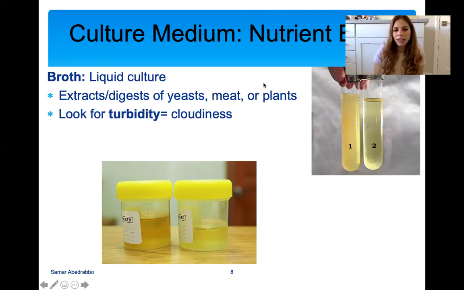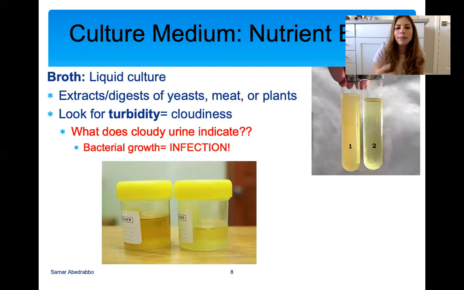And to know if bacteria grew, we look for turbidity. Turbidity means cloudiness, meaning that something is not transparent. If you look at this tube right here, broth without any bacteria is very transparent. And then when you inoculate bacteria and then you incubate it, incubate means you put it in this little oven that's warm so bacteria can grow faster. And you come back the next day in lab and you see this cloudiness or turbidity, you know that your bacteria grew. And so when we see cloudy urine, it indicates that someone has an infection.